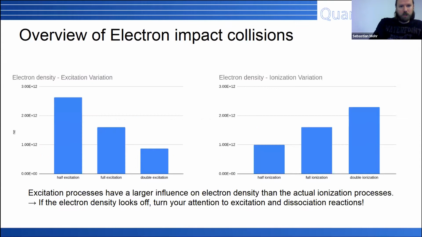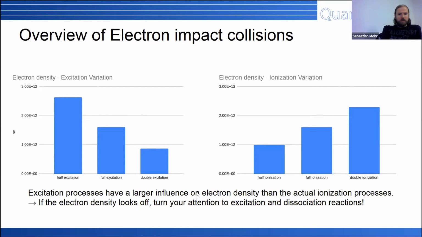And to give you an example of how this looks, I made here a short simulation in a simple argon model, which only takes excitation and ionization of the ground state into account. And you see here on the left, I varied the excitation rate. And you see the higher the excitation, the lower the electron density, because more energy is lost to excitation processes. You see here, it is the same with the ionization, which also has an impact, but it is actually smaller than the impact of the excitation processes.